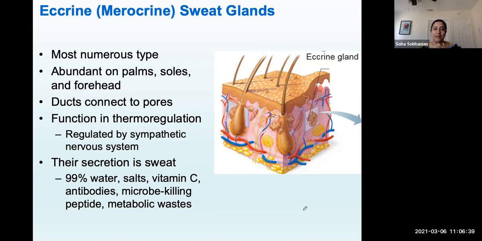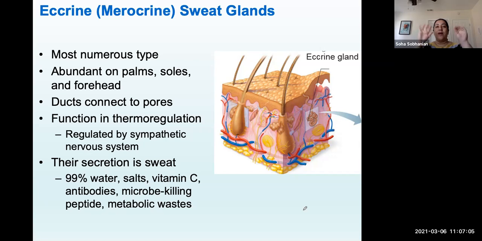This type of sweat, this is really important, guys. This type of sweat is 99% water. It has salts, vitamins, antibodies, and things that can help you kill bacteria. So no protein is found inside this sweat gland. The main goal is to help you thermoregulate, so maintain your body temperature.